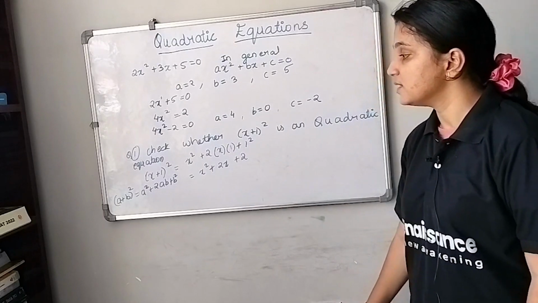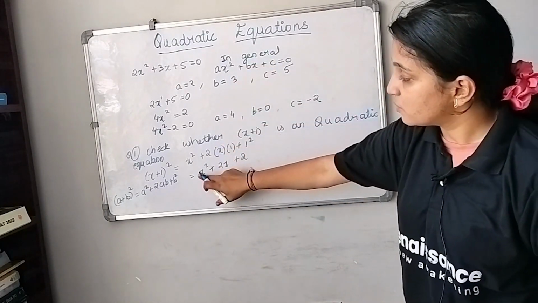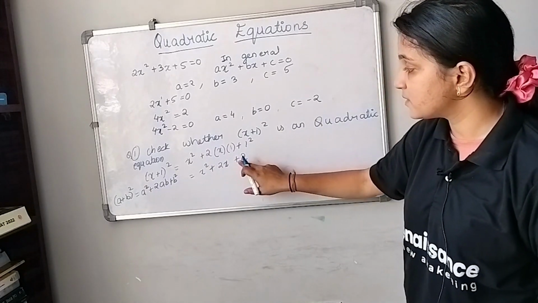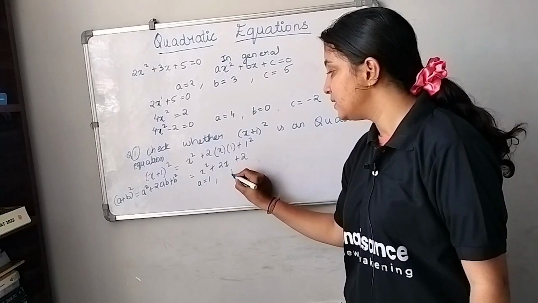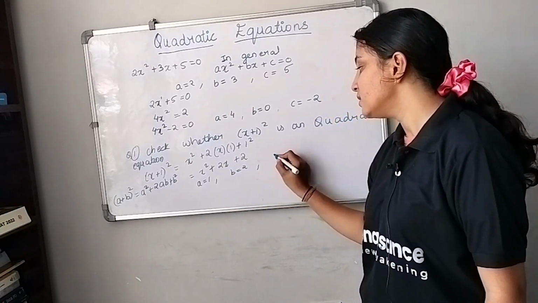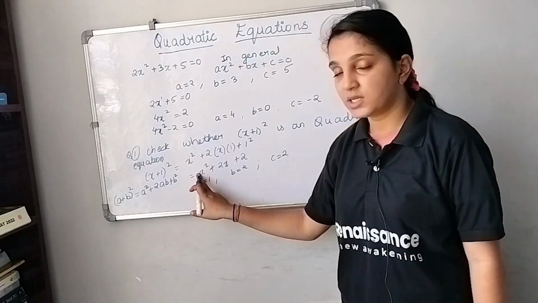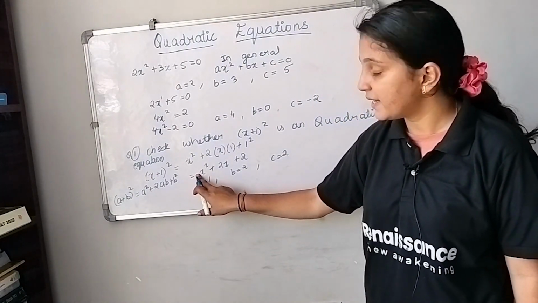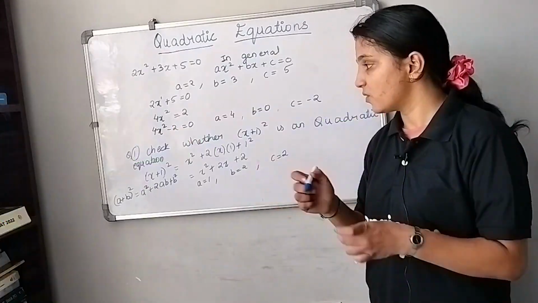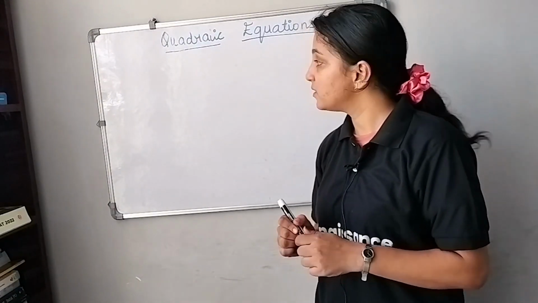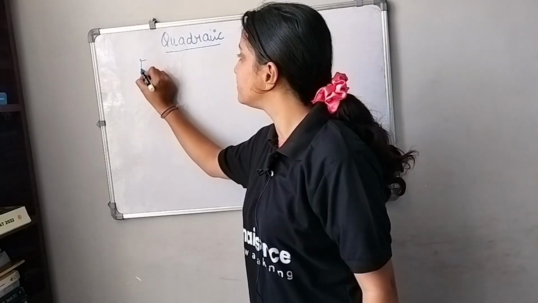Now see here, can we write this in the form of the equation x square plus 2x plus 2? Yes, because a here is 1, b here is 2, then c here is 2. And a is not equal to 0. You should not get a equal to 0. Then this comes under a quadratic equation. Now we will move on to the next part of quadratic equations, that is finding the roots.